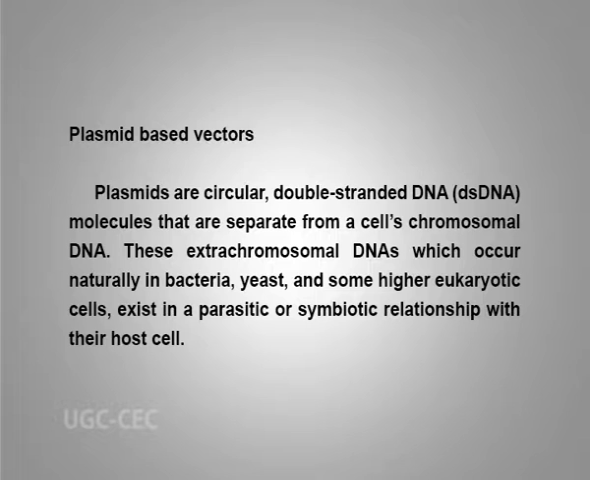In plasmid-based vectors, we have plasmids, which are circular double-stranded DNA molecules that are separate from a cell's chromosomal DNA. These extrachromosomal DNAs, which occur naturally in bacteria, yeast, and some higher eukaryotic cells, exist in a parasitic or symbiotic relationship with their host cells.